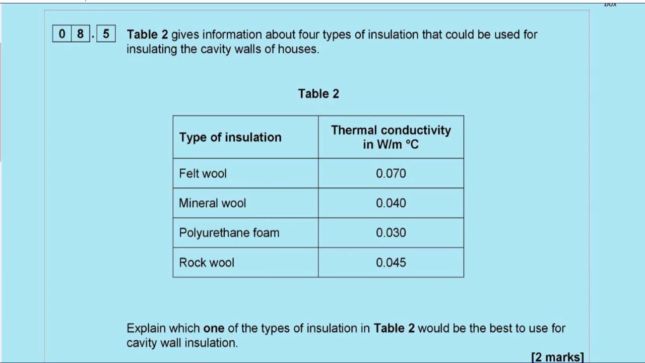And then the final part of this question, we've got a table of information, 4 different types of insulation, and we've got their thermal conductivity. What we've got to do is explain which one of the types of insulation would be the best to use for cavity wall insulation. Now, what we're looking for is the lowest thermal conductivity. The one with the lowest thermal conductivity is the polyurethane foam, because if it's got a low thermal conductivity, that means it's going to have the lowest rate of energy transfer.